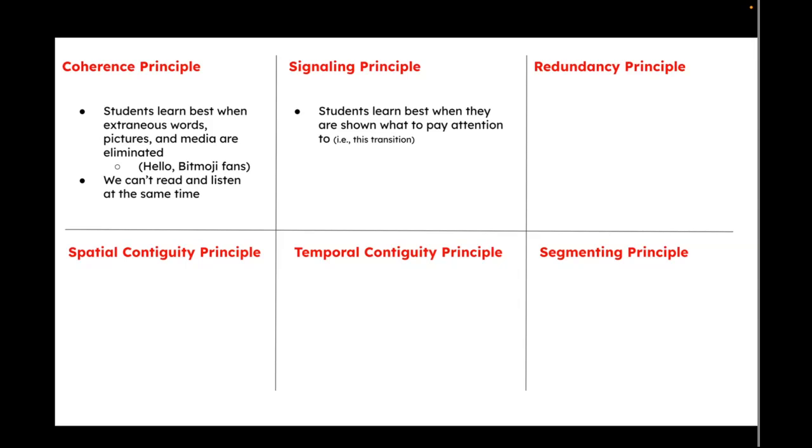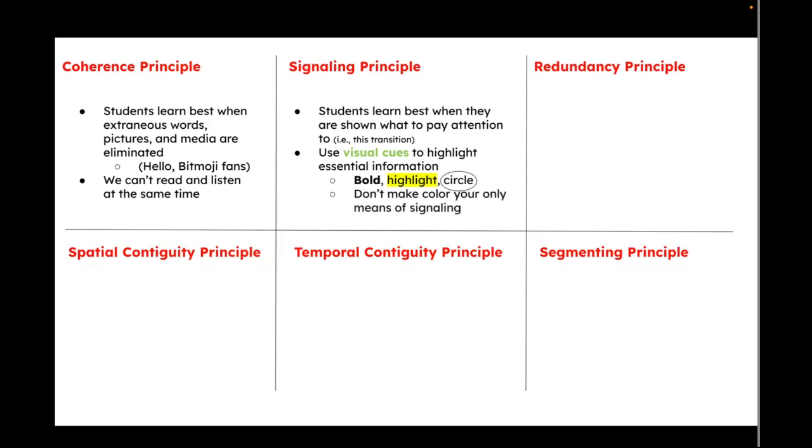A good example is the transitions that I'm using right now. You're seeing that I'm only putting up one chunk of content at a time. That focuses your eye. It tells you what you should be paying attention to on the page. There are some other ways we can do this with design as well. You can use visual cues to highlight essential information. For example, you can bold your text, you can highlight it, and you can circle it.